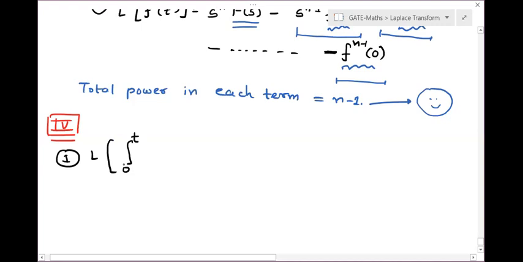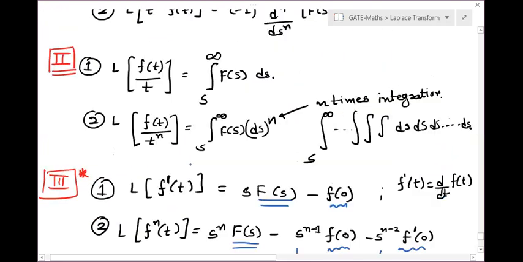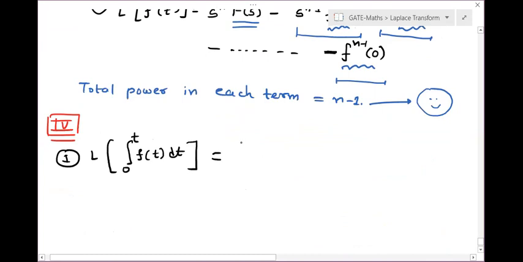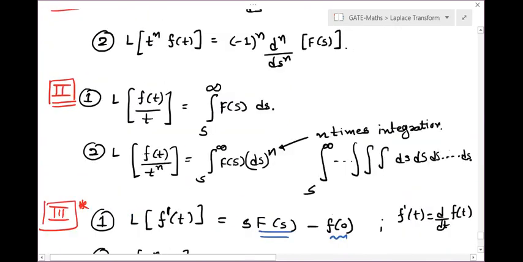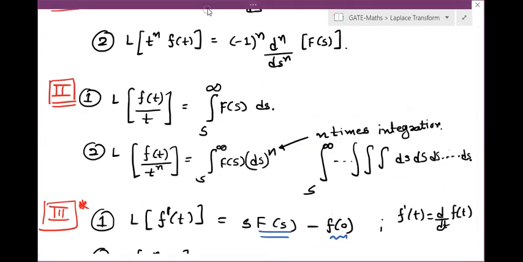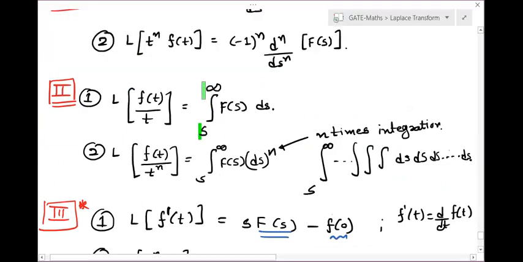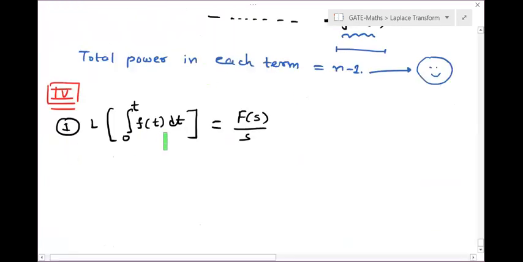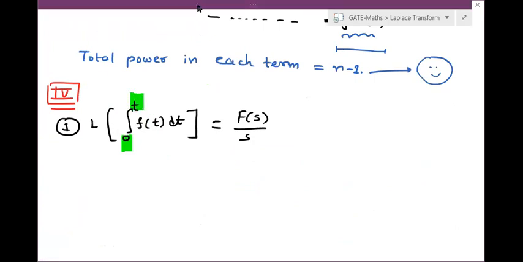Laplace of integration 0 to t f of t dt will become, so it is the same. Here we were dividing by t in the input, and in the output we were finding its integration. So if in the input we are having integration, in the output we are going to divide it by s. But here you have to take care about limits. When you are finding the integration of the output, your limits were from s to infinity. But here your limits are from 0 to t. So mind well, here your limits are from 0 to t, and in that case those limits were from s to infinity.